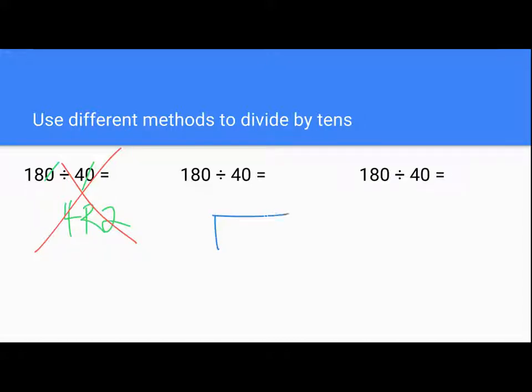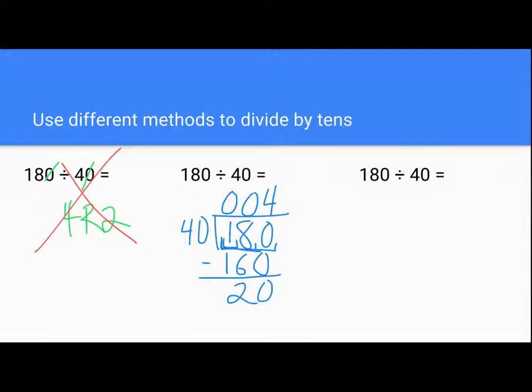So if we use our house strategy, 180 divided by 40, can 40 go into 1? Nope, so we put a 0. Can it go into 18? Nope, so we put another 0. Can it go into 180? Yes. How many times? Let's try 4. So 4 times 40 is 160. We subtract, we get 20. That's our remainder. Our remainder is in fact 20, not 2, and that's why we cannot use the crossing out of 0 strategy when there's a remainder.